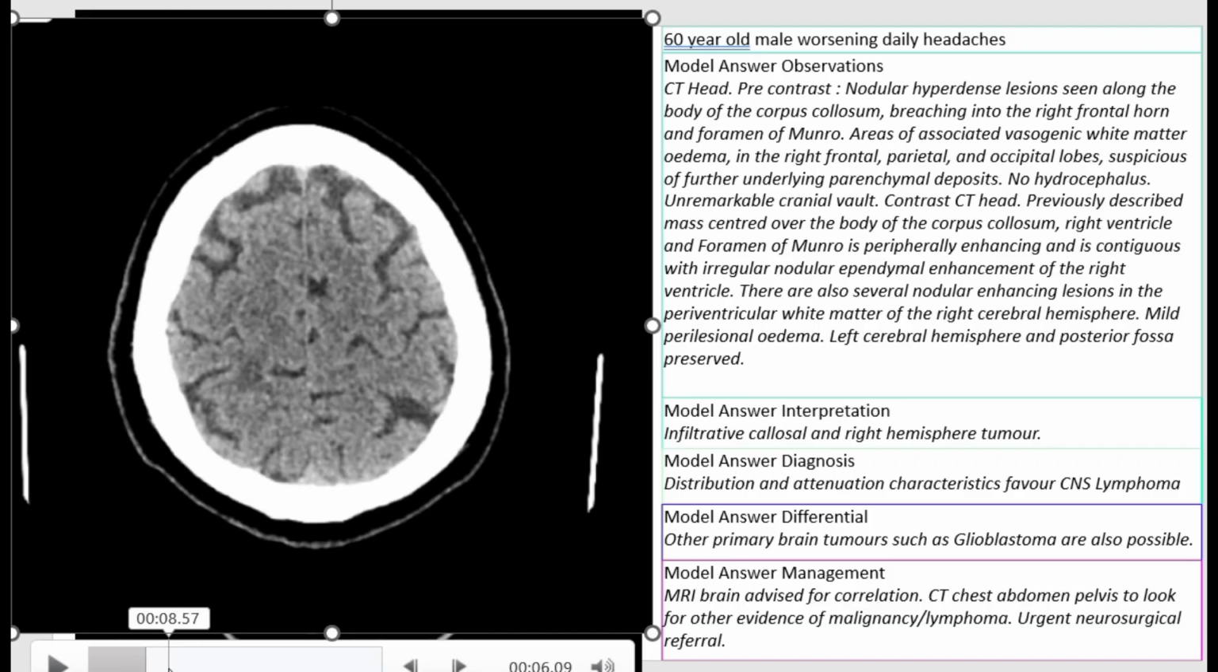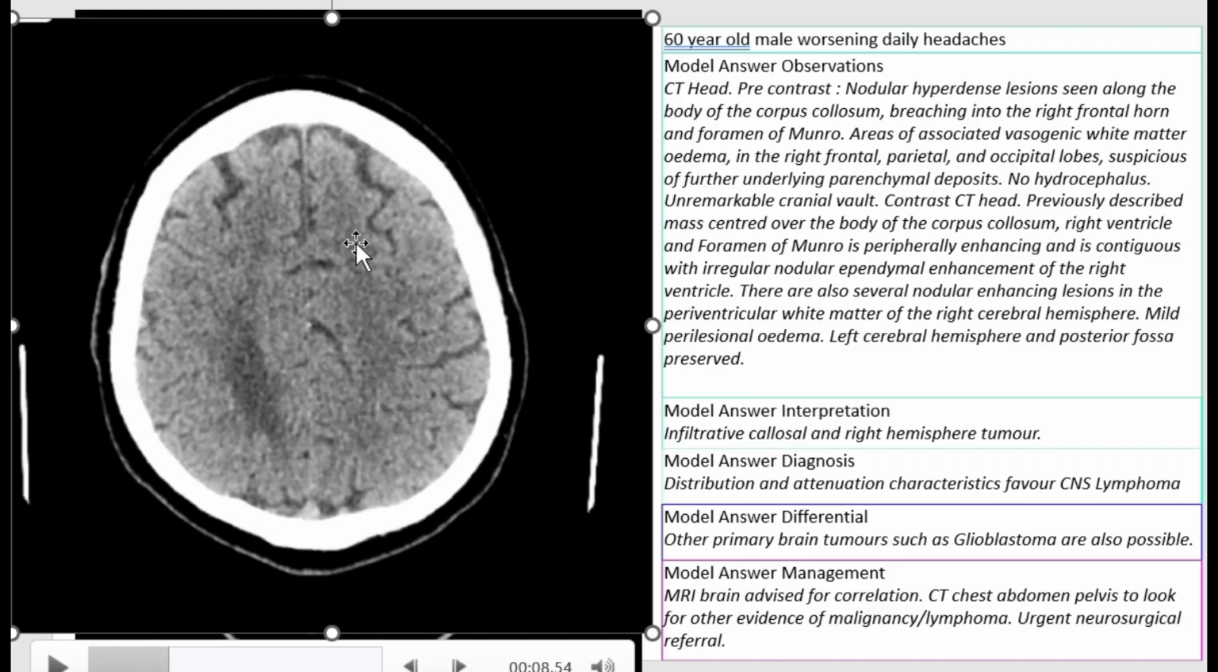Okay, when you go down, this is the centrum semi-ovale. So here, this is the central sulcus, the anterior two-third. The anterior two-third is the frontal, the posterior one-third is the parietal. So here, the area of white matter vasogenic edema is seen in the frontal lobe as well as the right parietal lobe, in the right frontal and right parietal lobe.